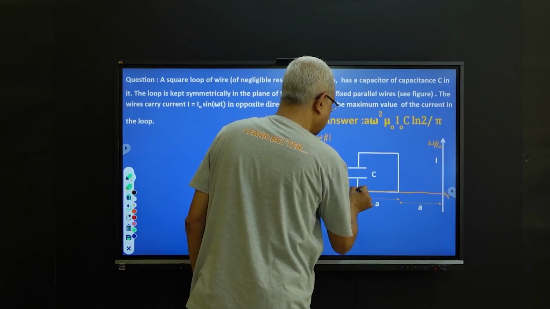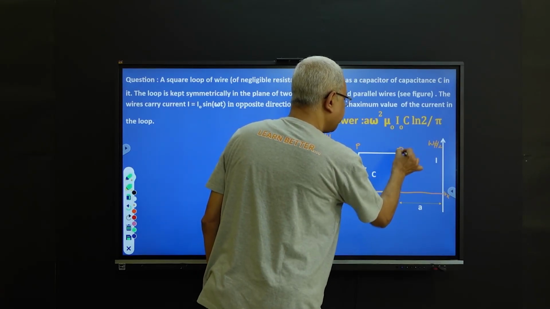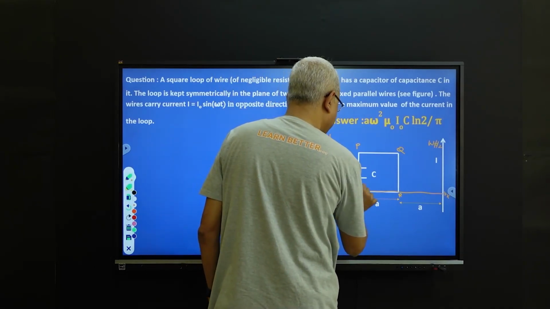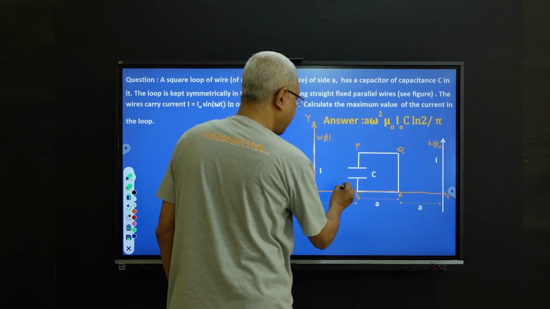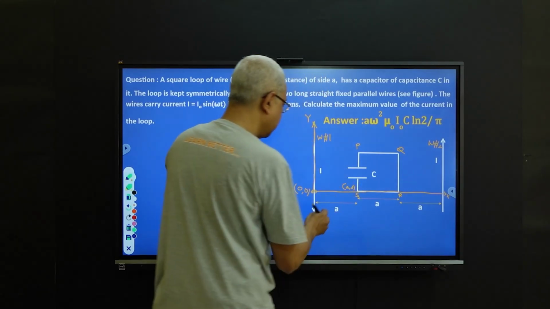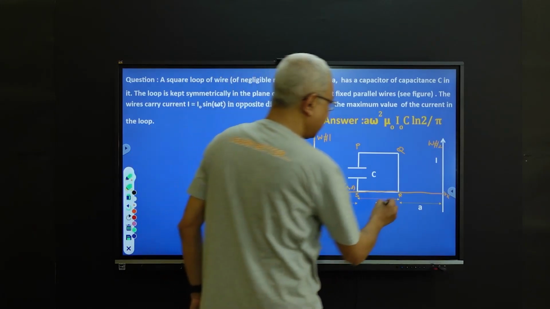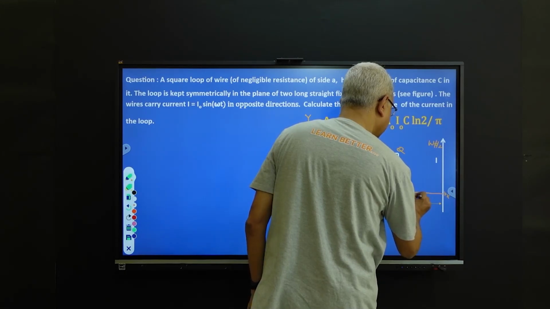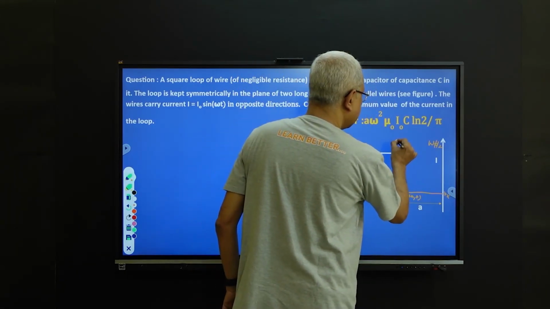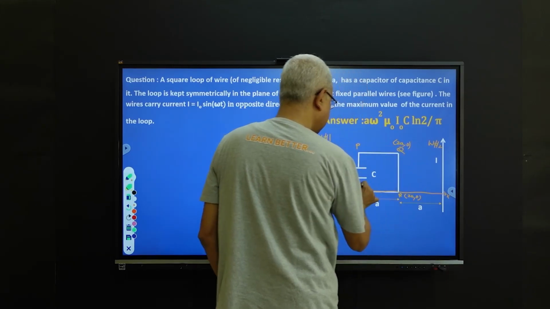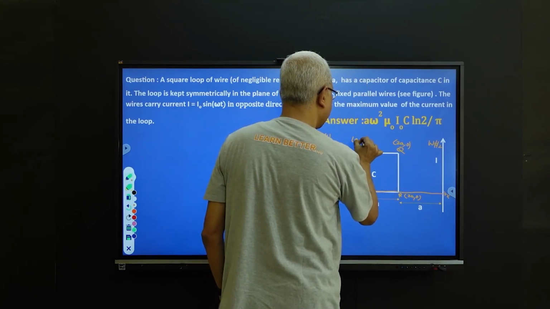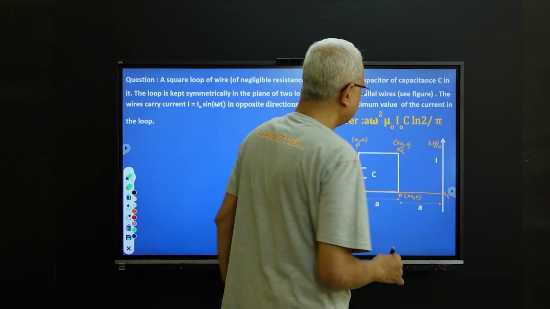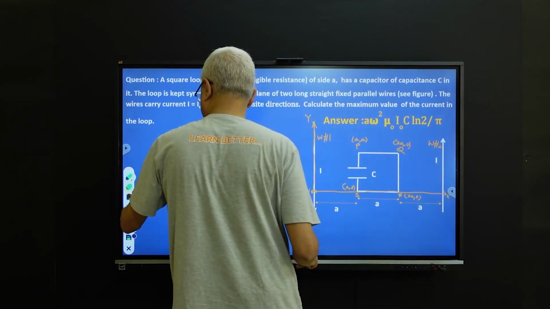Now all these points P, Q, R, S are corners of the square. So coordinate of S is how much? It is (a, 0), because it is a distance away from y axis. Here R's coordinate is (2a, 0), and Q's coordinate is (2a, a), and P's coordinate is (a, a). It is not (2a, 0), it is (2a, a).